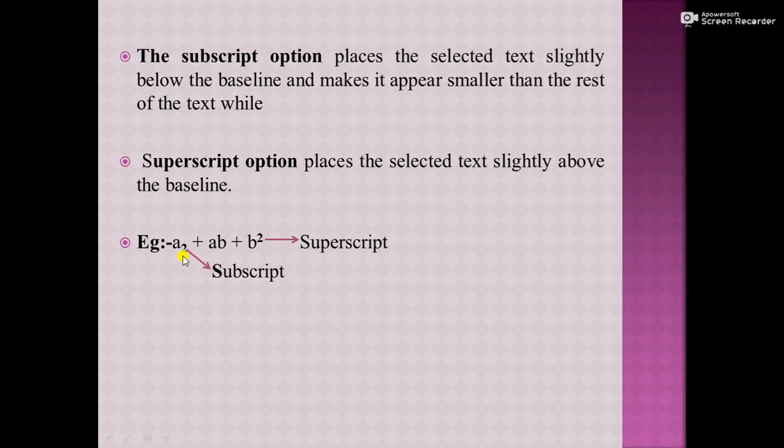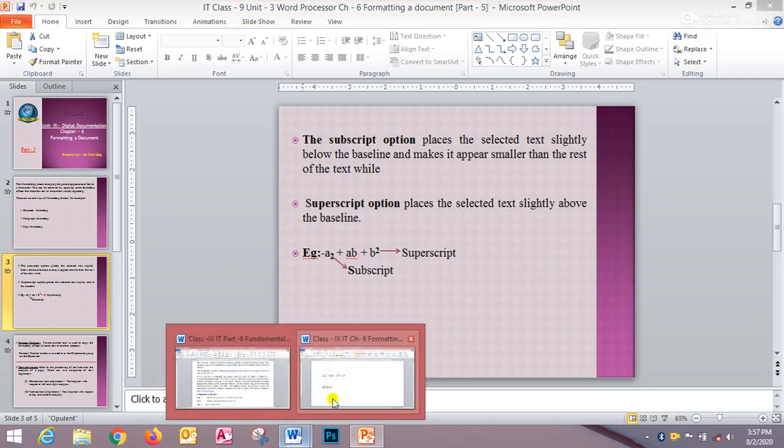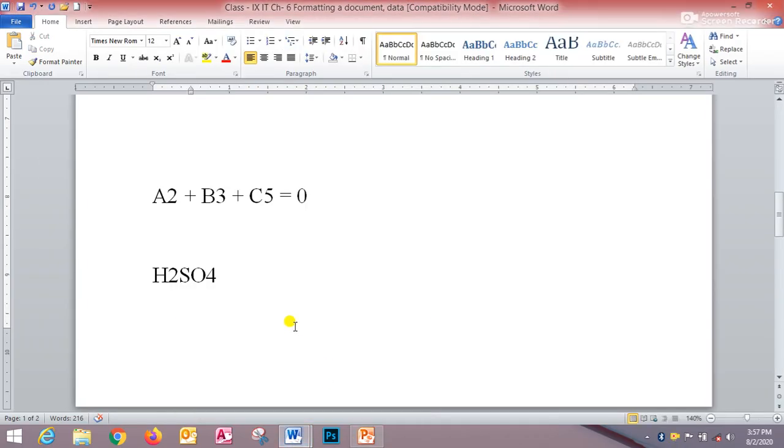Here is the mathematical expression a2 plus ab plus b square. So b square, this is the b, it means b to power 2. This option is known as superscript in MS Word, and here it is placed below the baseline, and this option is known as subscript in MS Word. Now let's have a look how we can apply the superscript and subscript options in MS Word.